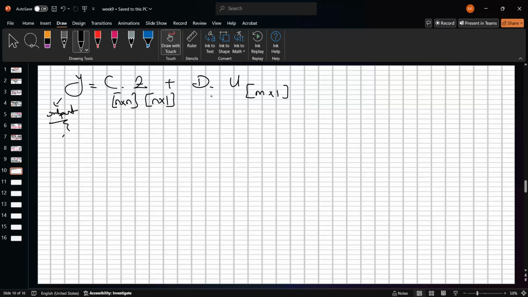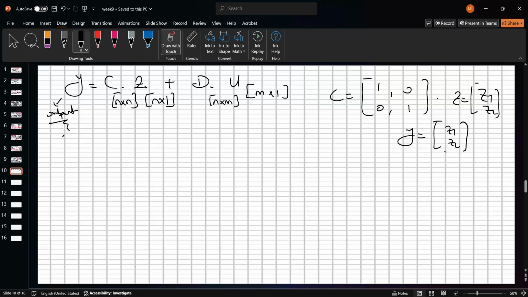This is equal to what? N times n. For example, if I have the z value in here just like this one, the C can be built with what? 1 0 0 1, and so z is equal to what? The z1 and z2, right? And so in the first place we have what? The y is equal to the z1 and z2. These are two separate measurement results coming from this system.